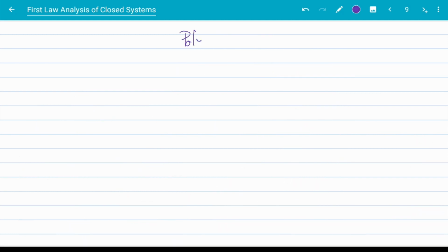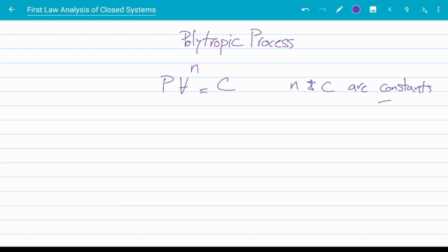Okay, next up is polytropic processes. During the actual expansion and compression processes of gases, pressure and volume are often related by an equation in the form of pressure times volume to the power of n is equal to C, a constant. Okay, in this equation, n and C are constants. Now, a process like this is called a polytropic process. Let's see if we can calculate the boundary work for a polytropic process.